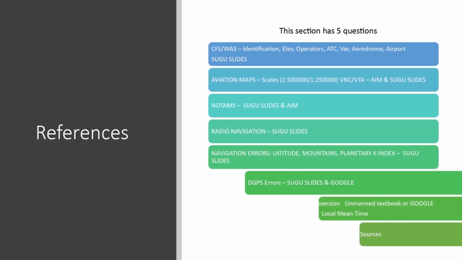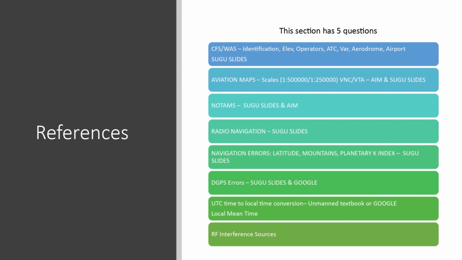In reviewing our study references, here are the applicable links to help you with studying. The first is understanding your Canadian Flight Supplement. You should have knowledge of identification, elevation, who is an operator, and where to obtain frequencies. Furthermore, telling the difference between an aerodrome and airport is something you should understand. The key distinction is that airports are essentially certified. Additional details can be found in our slideshow.